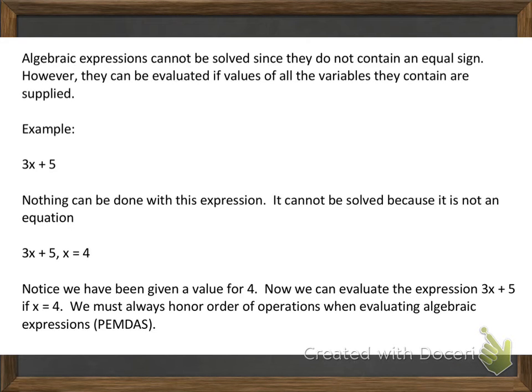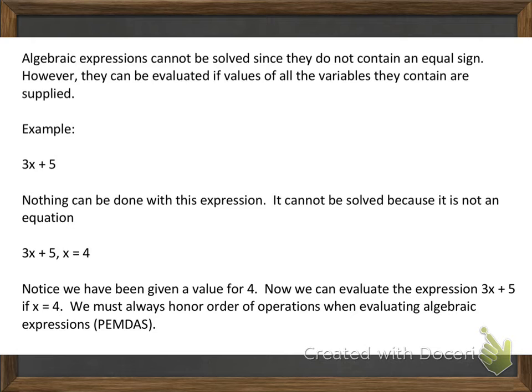Algebraic expressions cannot be solved since they do not contain an equal sign. However, they can be evaluated if values of all the variables they contain are supplied. So let's look at this example, 3x plus 5. There's literally nothing we can do. 3x and 5 are not like terms, so we cannot combine them in any meaningful way. There's not an equal sign there. For example, if it said 3x plus 5 equals 2, we could try to solve it, but it doesn't. So there's no way to simplify it. There's no way to solve it.